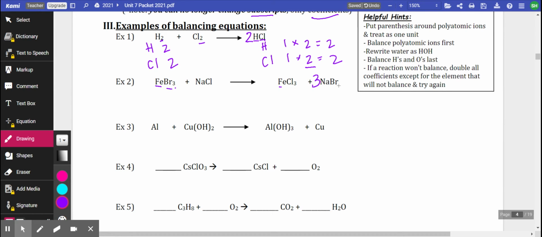I can't add a 3 subscript on bromine. That would be changing the formula. So I'll add a 3 here. Since that also changes to 3 sodiums, I'm going to come back over here in front of sodium and put a 3. And now I have 3 chlorines, which balances the chlorines on the right side. So we're balancing by sight, meaning you're going back and forth between your left side and your right side and checking that you have the same number of each element on both sides.